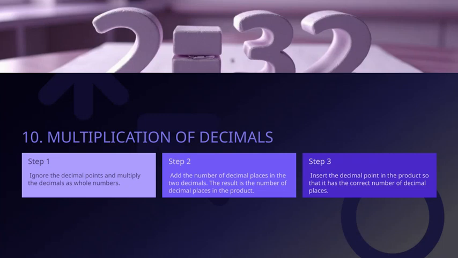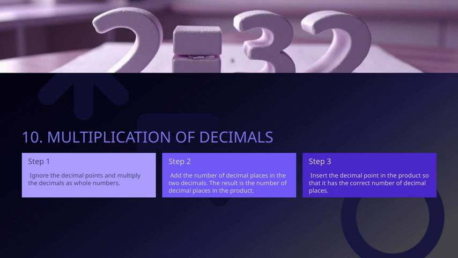All right, let's walk through the steps for multiplying decimals. First, ignore the decimal points and multiply the numbers as if they were whole numbers. This means you treat the decimals just like regular integers for now. Next, you need to figure out how many decimal places are in the original numbers. To do that, add together the number of decimal places from both decimals. This sum tells you how many decimal places your final answer should have.